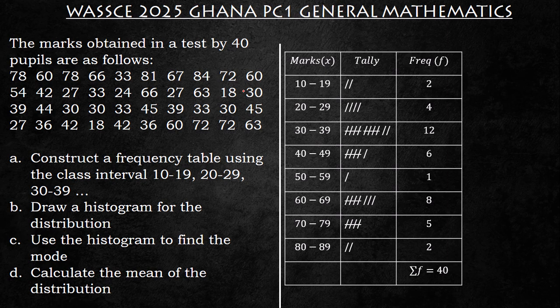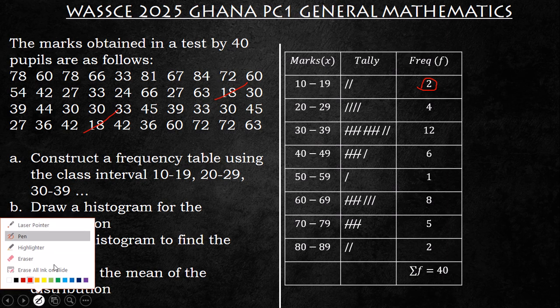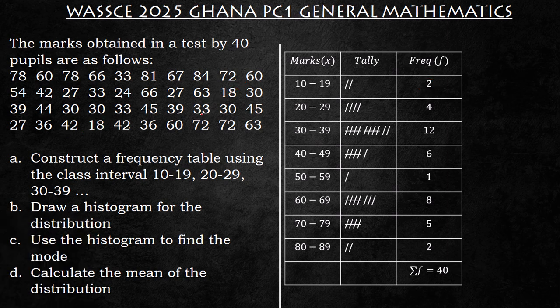When you look through, we have the 18, and then the next one is also 18. So now we have two of them, and the frequency for that is 2. Then the 20 to 29: we have 27 over here, 27 over here, and another 27 down here.